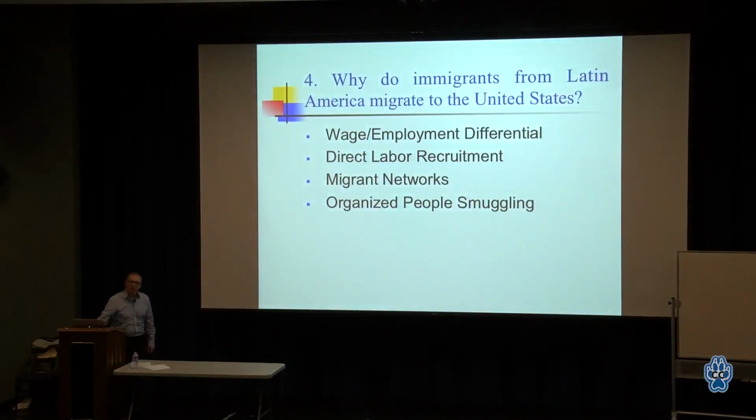The other reason why migrants migrate is because of organized people smuggling. Because it's so difficult to cross from the southern border into the United States, there's a lot of money to be made by smugglers. Asian immigrants have their smugglers, and Latin American migrants have their smugglers. Among Asian immigrants, they're called snakeheads. And among Latin Americans, they're called coyotes.